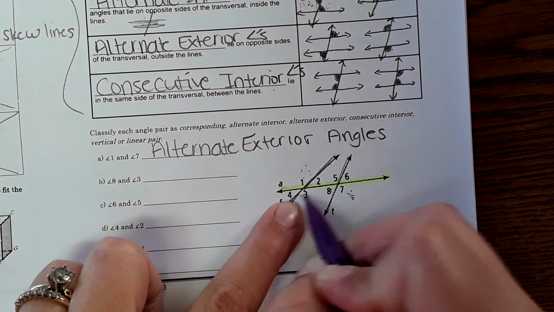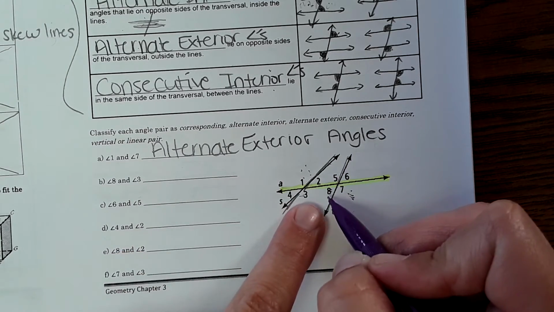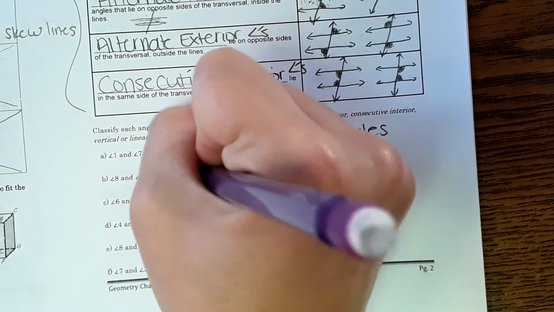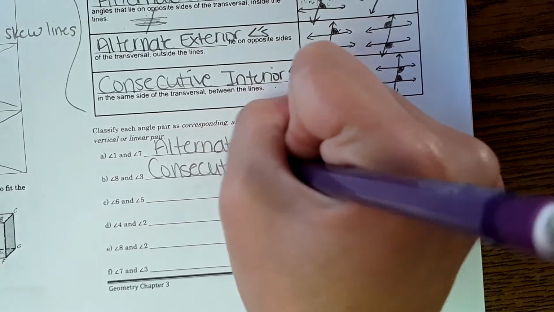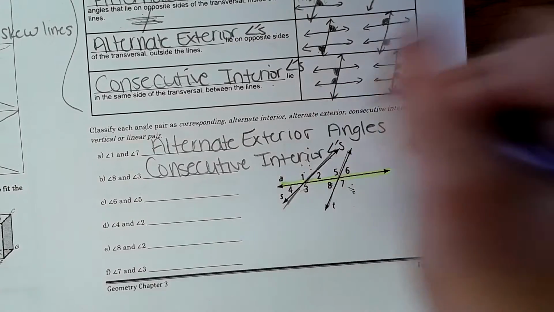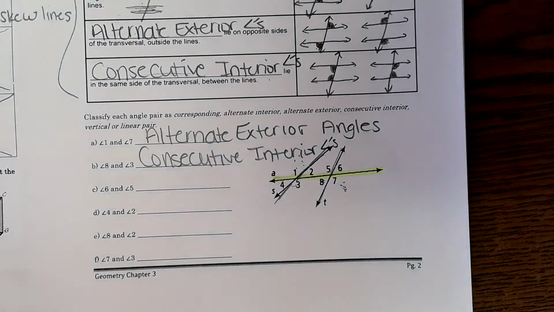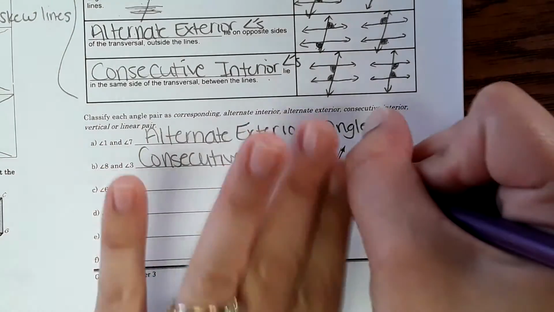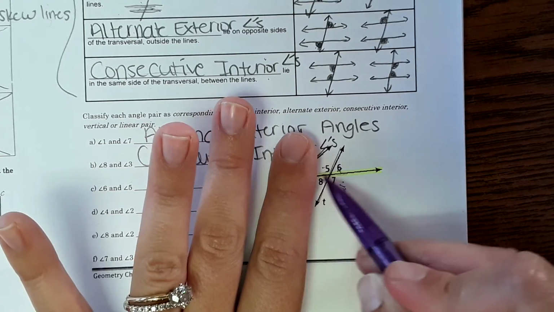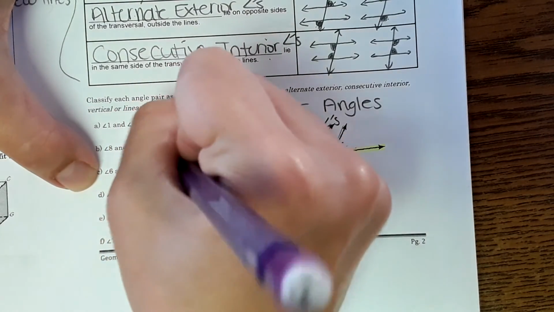Eight and 3 are on the same side. They are on the interior of the two lines, so that is consecutive interior angles. Then 5 and 6. There's a pair that we didn't discuss up here. 5 and 6 are just a linear pair. They're two angles that form a straight line. So 5 and 6 are linear pair.